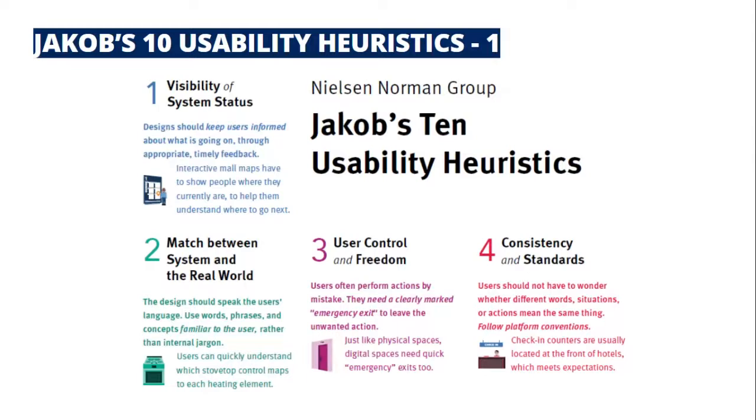Okay, so we have 10 heuristics. The first one is called visibility of system status. That is related to telling the user when the system is doing something. So for example, if you are going to a site and you click next, and the site is taking a long time to load and take you to the next step, you have a little hourglass, or a little timer, or something on screen that tells you the site is thinking, hold on, wait. This is a form of feedback.